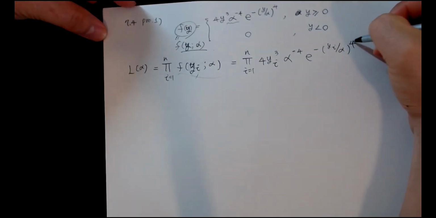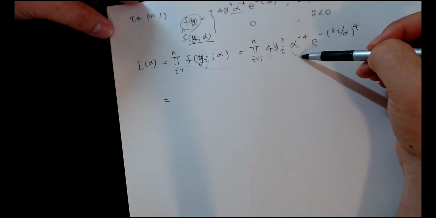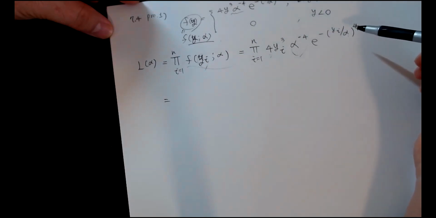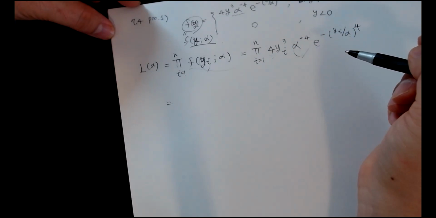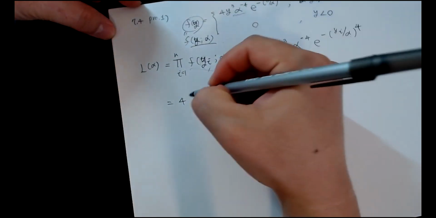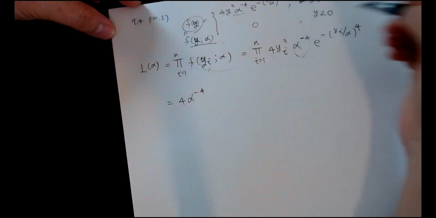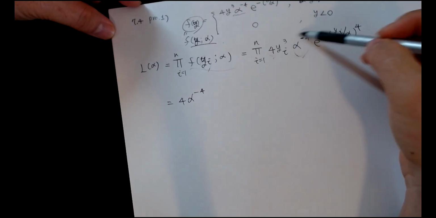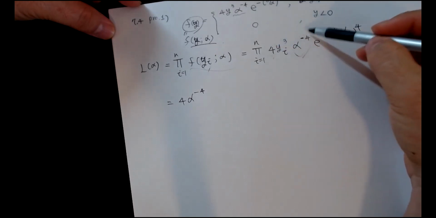Okay, that's 4. So now you see that 4 and alpha to the negative fourth power are just constants, because yi is not involved, so we can bring them out of the product. So we get 4 and alpha to the negative fourth power. Let me just take the 4 and alpha to the negative fourth power out of the product.